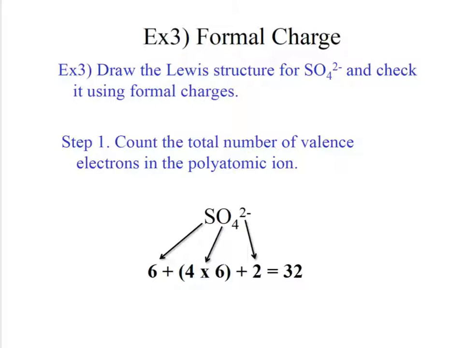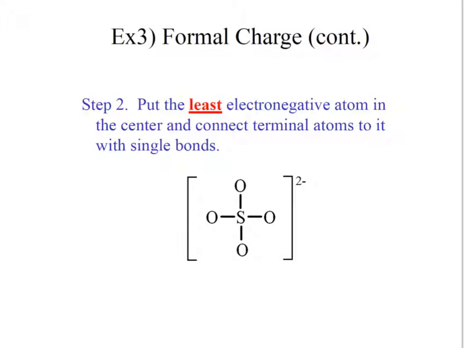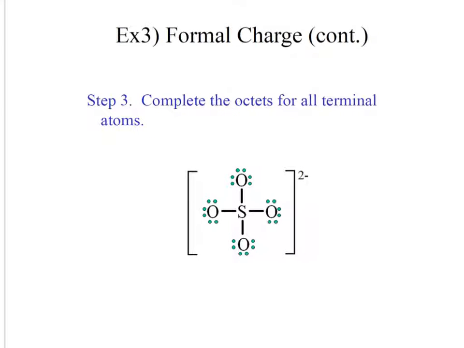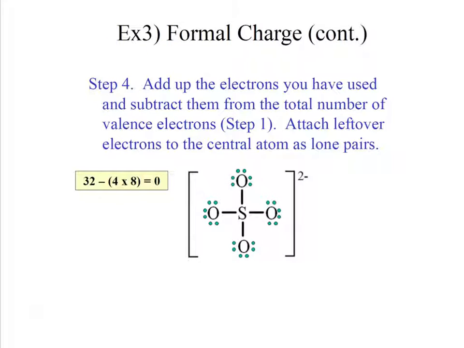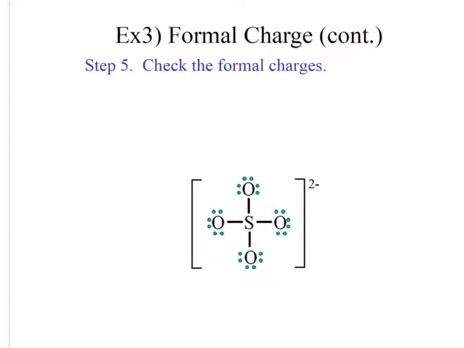Okay, so we want to draw the Lewis structure for sulfate and check it using formal charges. First we're going to add up our valence electrons, so we have 32. Put the least electronegative element in the center and connect terminal atoms to it. Complete the octets. Add up all your electrons that you've used. And now we're going to check our formal charges.